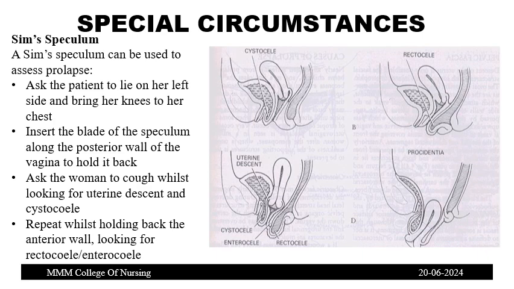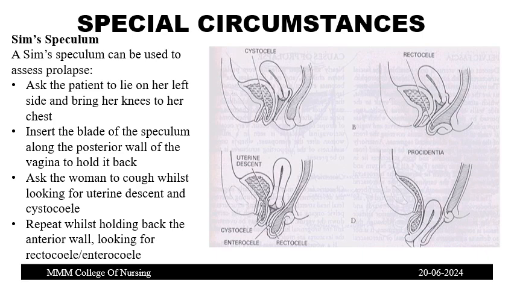So basically, make the patient lie down on her side, the lateral side. Then you insert the blade of the Sims speculum along the posterior wall and ask her to cough. Again insert along the anterior wall and ask her to cough and look for the uterine descent, as shown in the picture. If the bladder is descended, that is called cystocele, and if the rectum is descended, that is called rectocele, and if there is descent of the small bowel, enterocele.